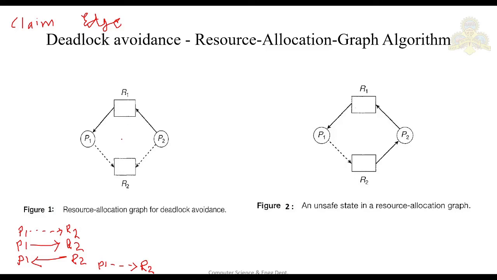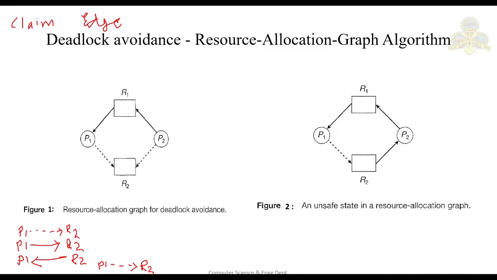So you can see in this diagram, right? Suppose we have two processes P1 and P2. Currently, your resource R1 is allocated to P1 and P2 is requesting R1. And you can see here process P1 as well as P2 have a claim edge to resource R2. That means your processes P1 and P2 think that they might need this resource R2 in future. That's why there is a claim edge here.